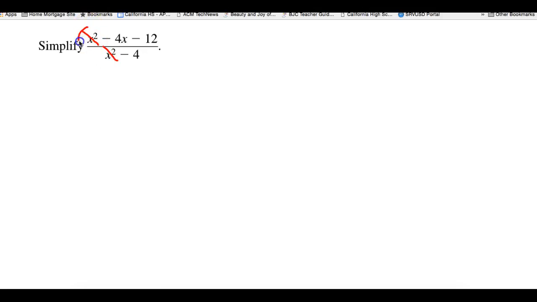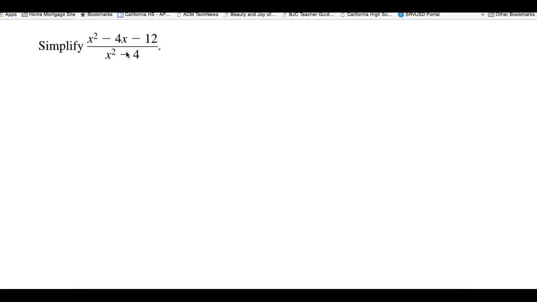Remember, your polynomials are protected by parentheses, and you can only take out the same polynomial from both the top and bottom. Unless it's a coefficient that is multiplied by your polynomial, you cannot cancel out. So this is a no-no. We can't do that. So please remember that. I'm going to be very disappointed if I see that on your homework or your tests. Do not do that. You can't take out just part of your polynomial.